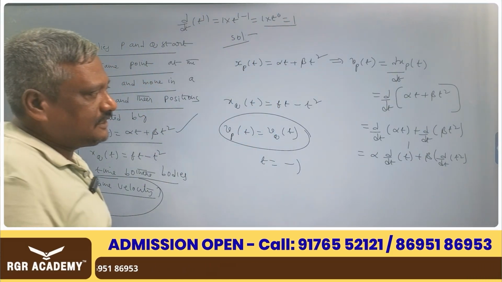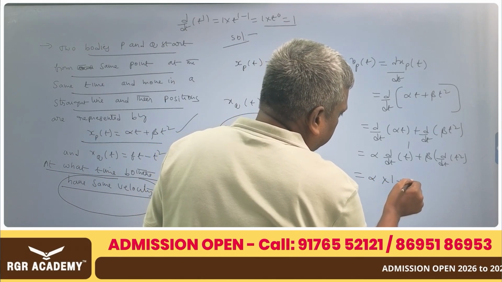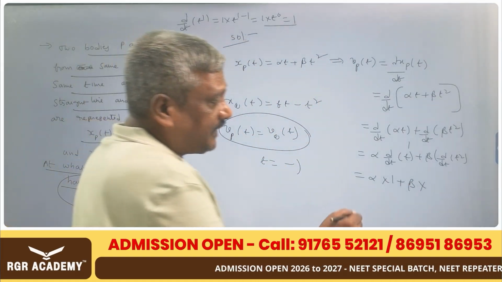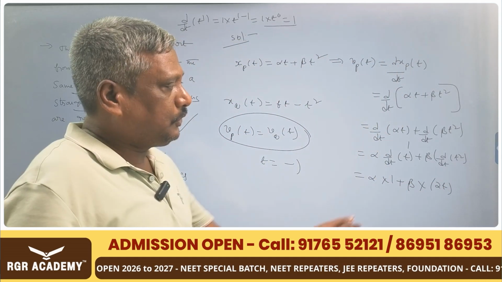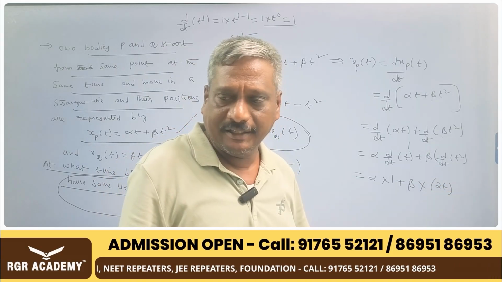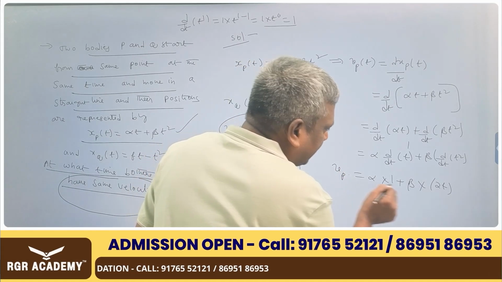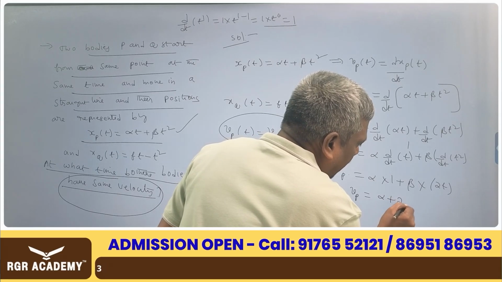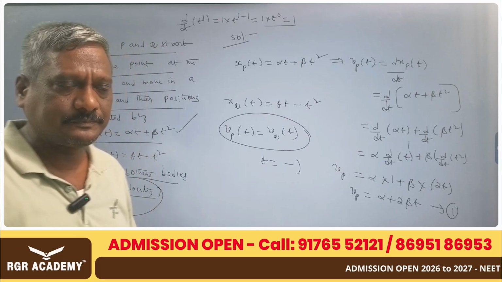That is equal to alpha into d by dt of t, which is 1, plus beta into d by dt of t square, which becomes 2t, that is 2 into t power 2 minus 1. Therefore, the velocity of the particle P is alpha plus 2 beta t. Let us call that equation 1.